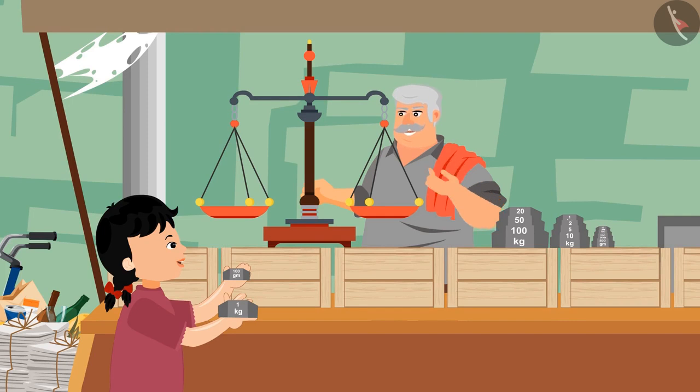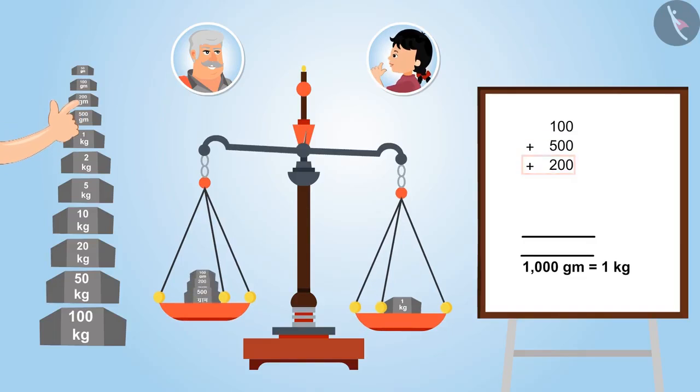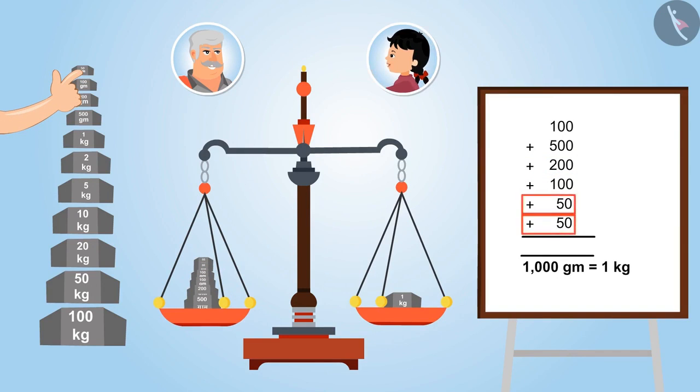Right. Now place some more weight on the side carrying 100 grams so that it becomes equal to 1000 grams and the scale gets balanced. Okay, uncle. To this 100 grams, I am adding 500 grams, then 200 grams, then 100 grams, and the last 2 stones of 50 grams each. Yes! Now the total is 1000 grams. Look, uncle, the scale is now balanced.